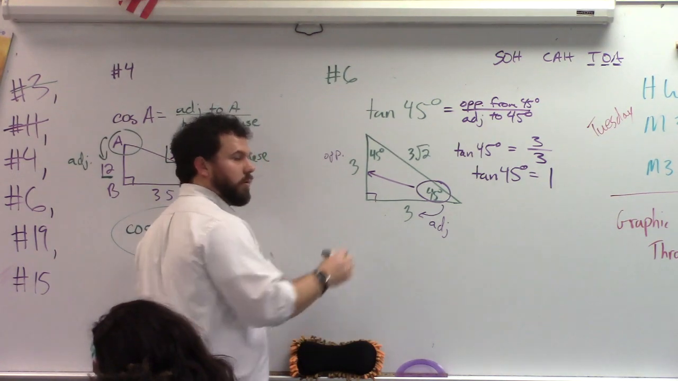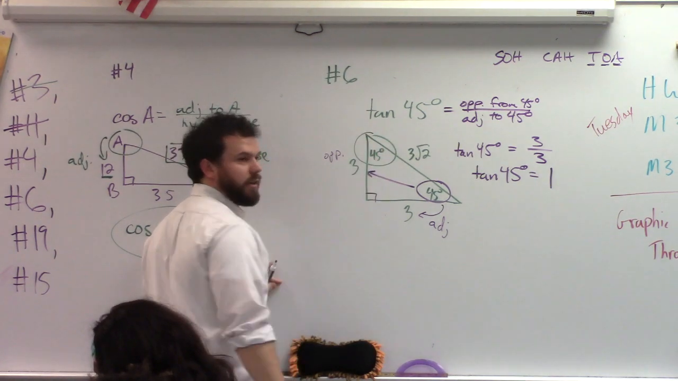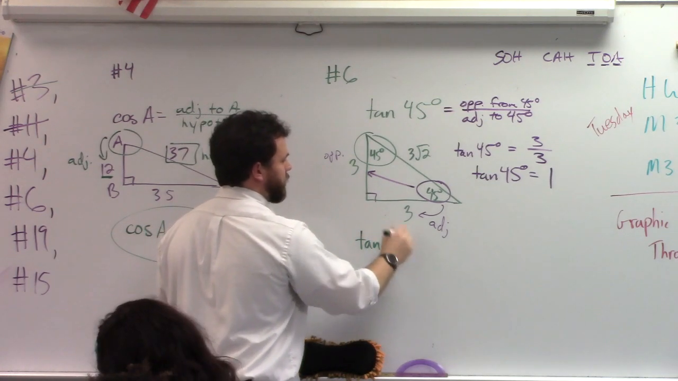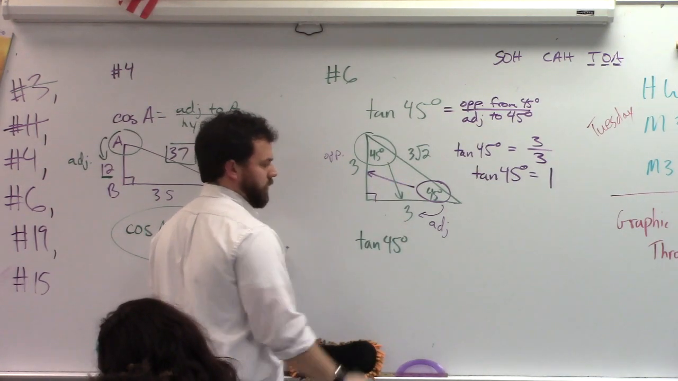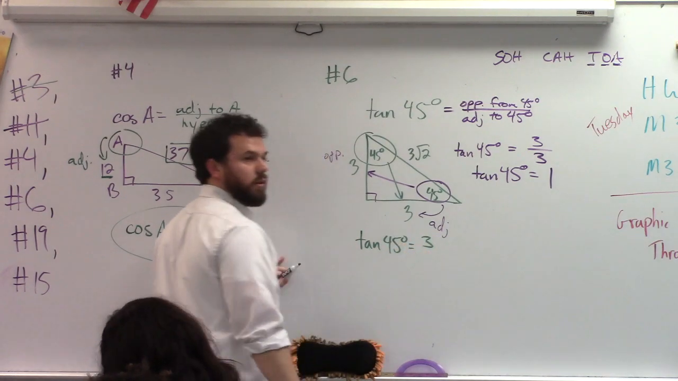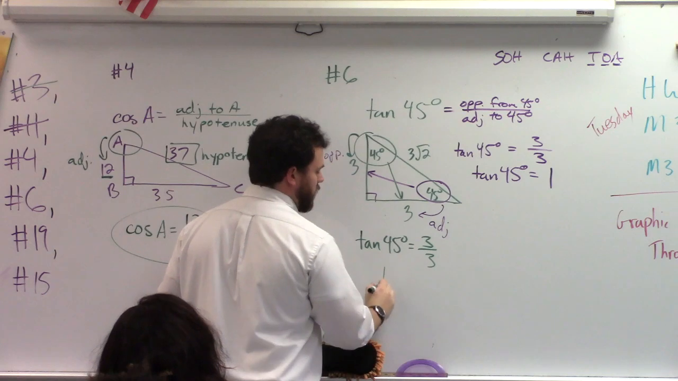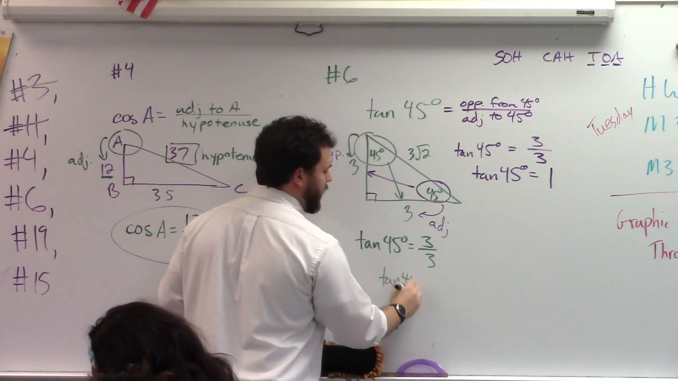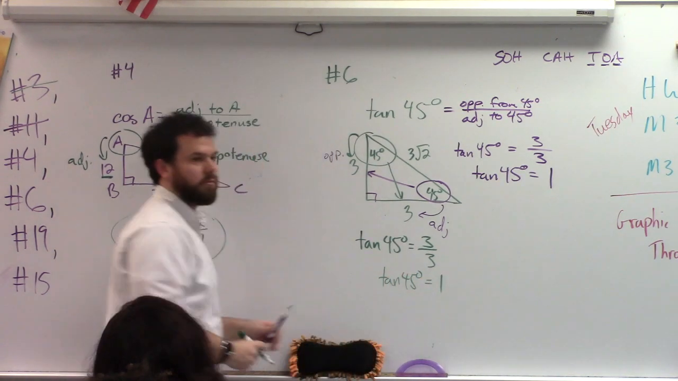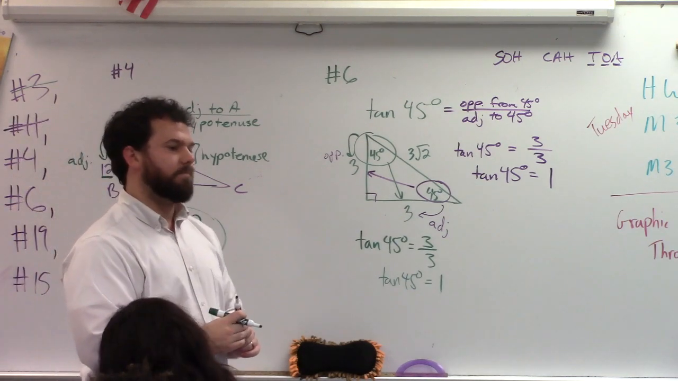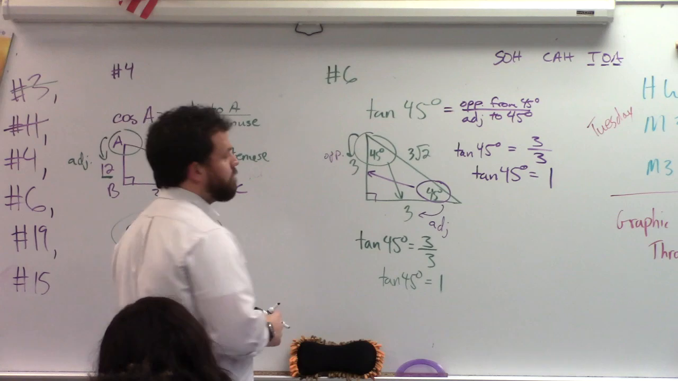Now, if I look at this as my reference angle instead, what would the opposite be in that case? It's still 3, isn't it? And what would be the adjacent? 3. So did it matter which 45 degree angle I use as my reference angle? No. But what if they were big? Is it possible for them to not be the same?